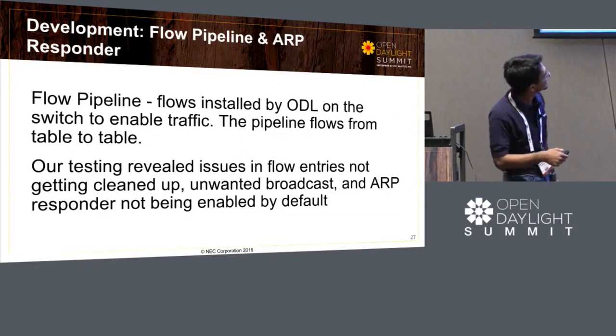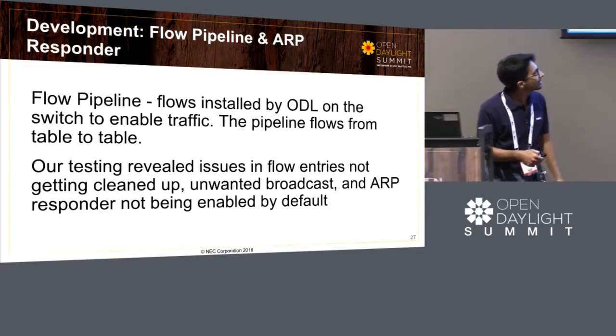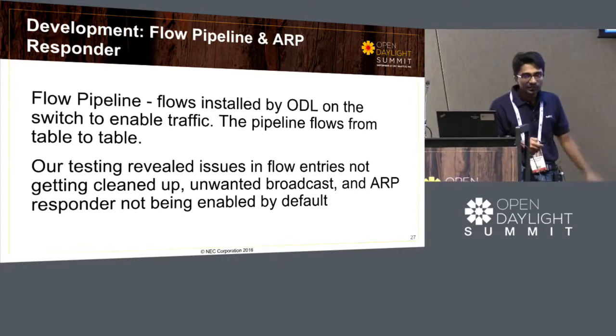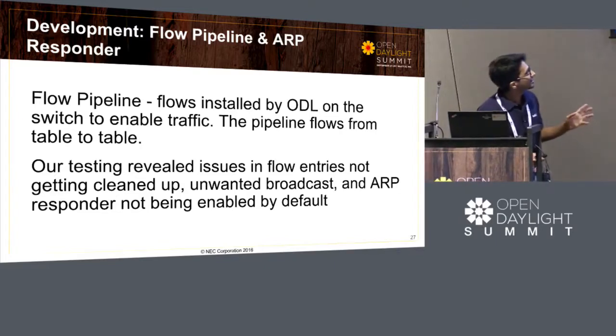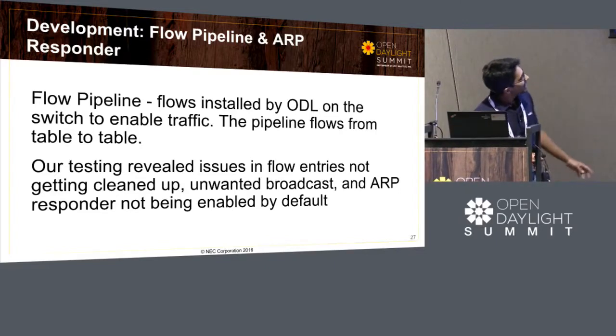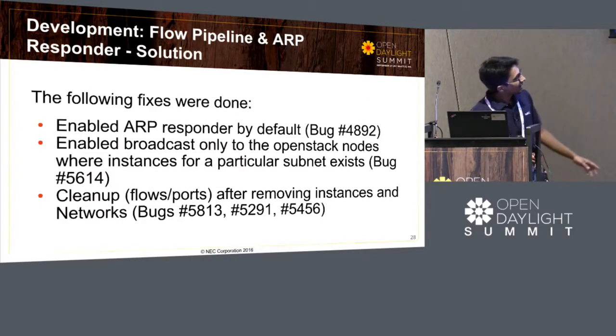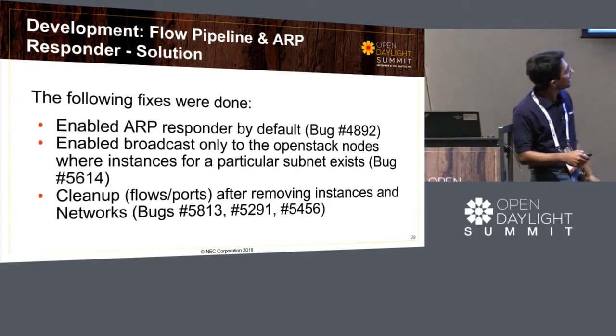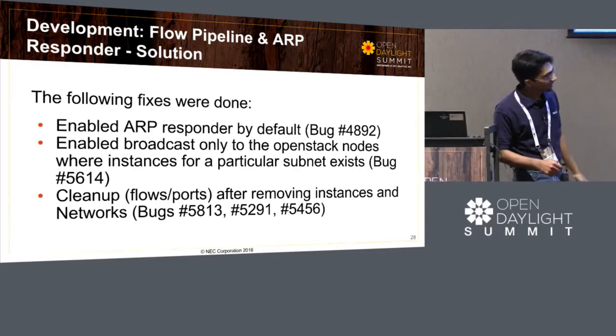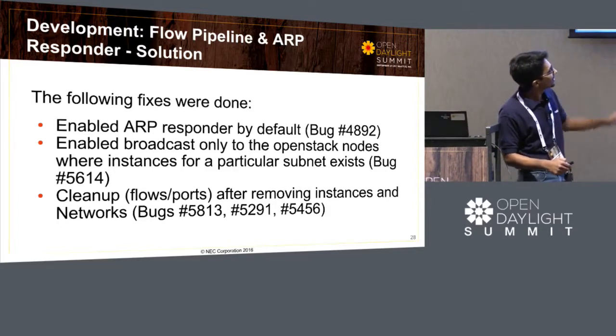Okay, so when we started, the legacy network had a few limitations. There was an ARP responder component, which was enabled only when L3 was enabled. So our activity started with making the ARP responder the default. Then there were some problems with flow entries not getting cleaned up, and there was some unwanted broadcast to all OpenStack nodes. Such bugs were reported and we fixed them. So these were the initial activities.